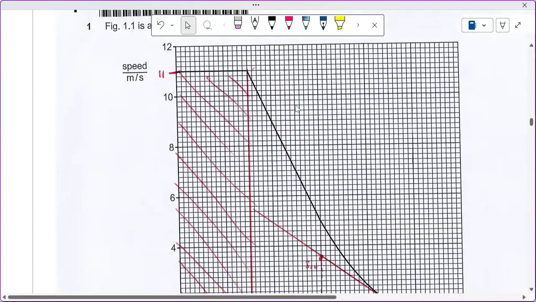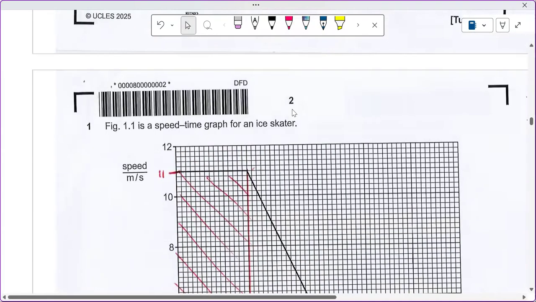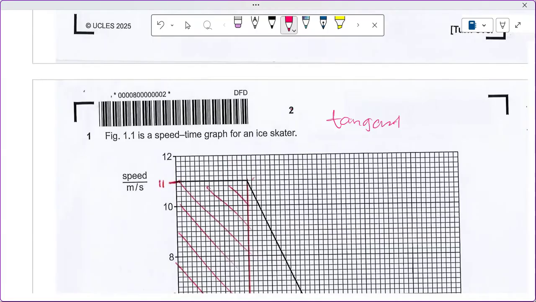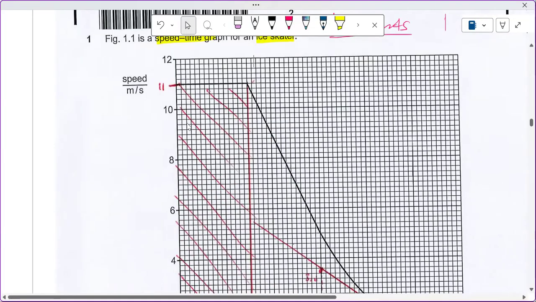All right. Then you might be given speed time graphs that have got curves. And here, this is where your knowledge of tangents is very important, because you can't find the gradient of a curve unless you draw a tangent. So here you are told the following. You are told the speed time graph for an ice skater. And you could see here, this is the speed time graph.